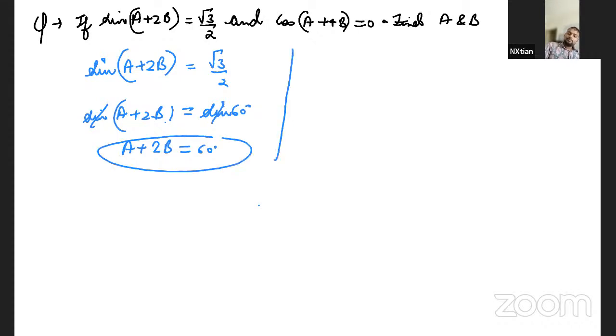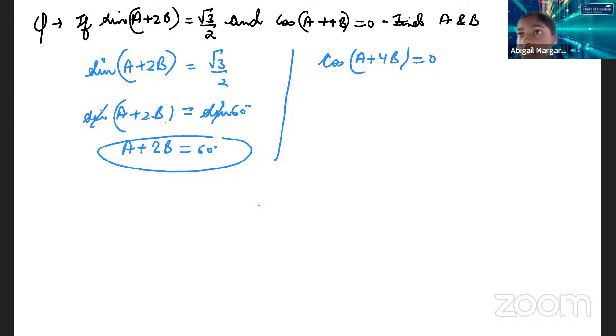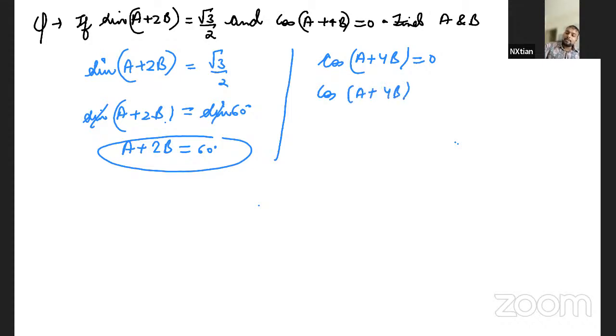Now cos of A plus 4B is equal to 0. Now tell me the value of cos when it is 0. 90 degree. Yes, good. So cos of A plus 4B is equal to cos 90 degree. Cos and cos will cut. So it becomes A plus 4B is equal to 90. Understood?